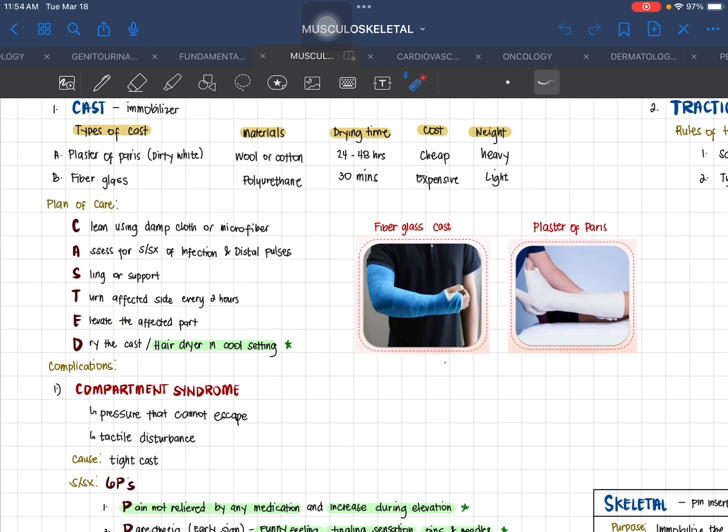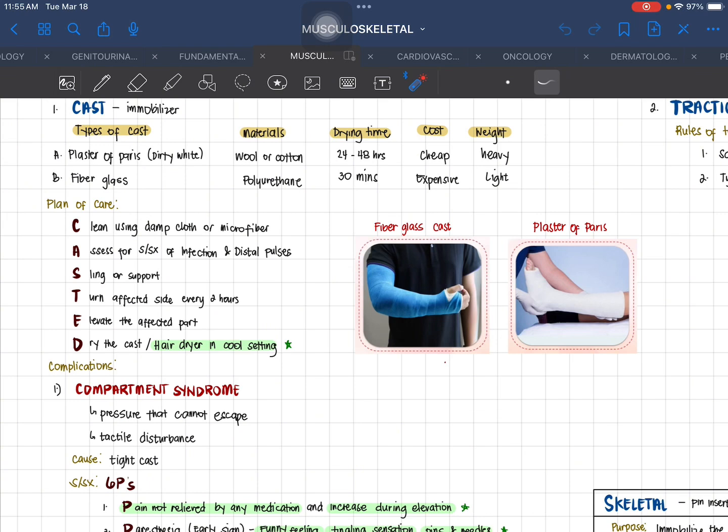So, S is to sling or support. And then T, turn affected side every 2 hours. And then, E stands for elevate the affected part. Ganyan. Nakikita natin sa picture. And then, D, dry the cast. Pero, i-dry mo siya. You can use blower, pero in cool setting lang.